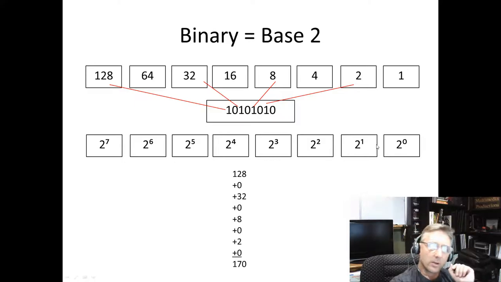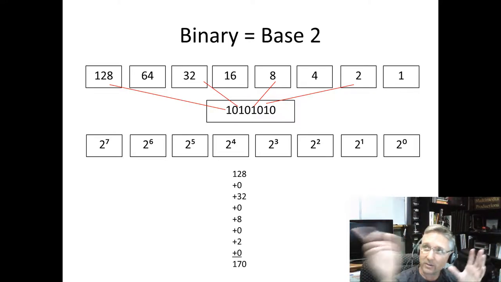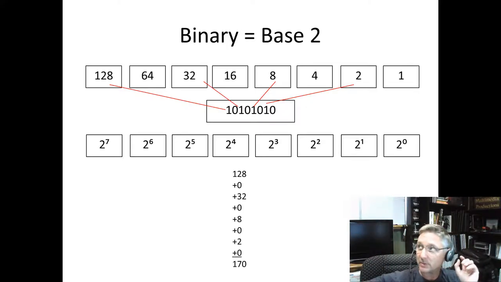So whenever you're going to convert a decimal number to a binary number or vice versa, always write out your column values first. It's always going to be 1, 2, 4, 8, 16, 32, 64, 128.